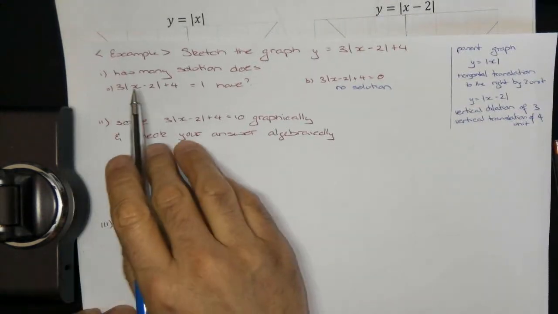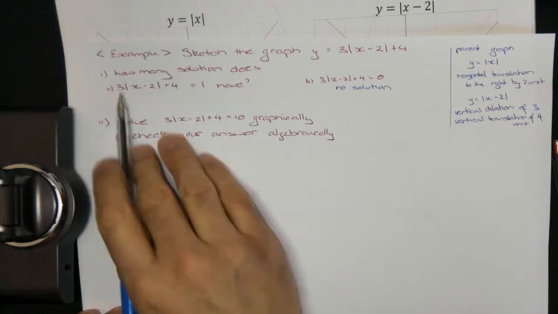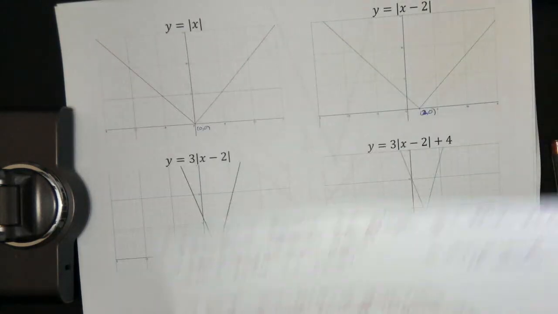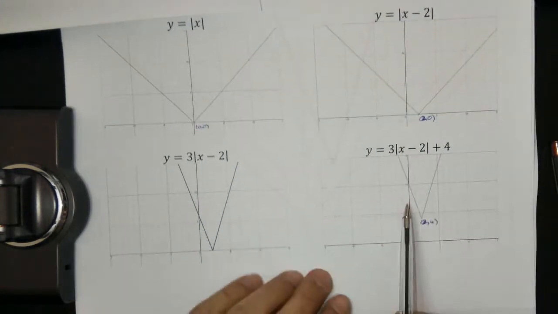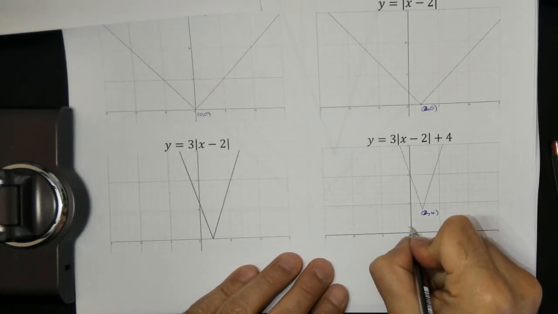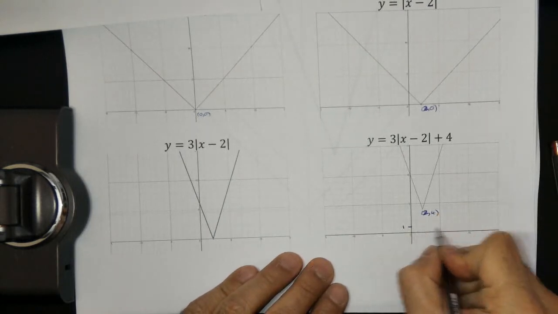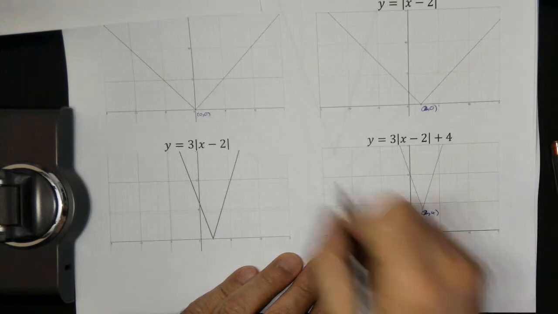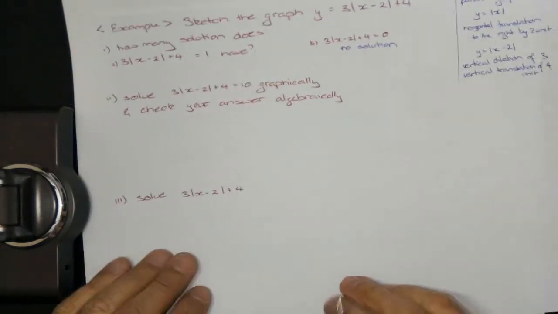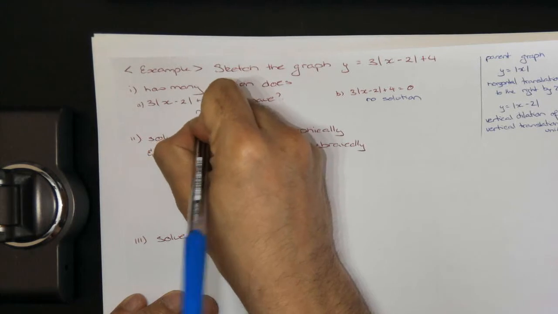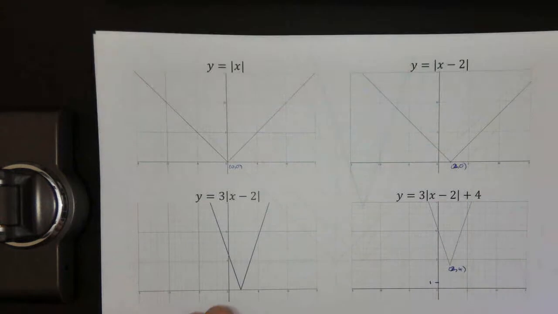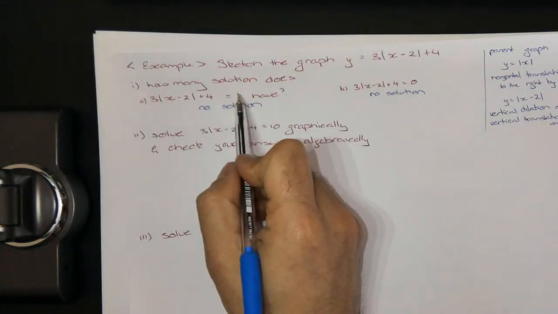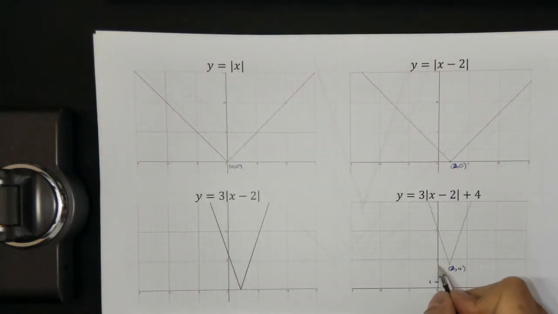If I use the graph, how many solutions does this function equal 1? That means when y equals 1. Using my final graph, the graph doesn't touch it, so this would also be no solutions. The first solution would be when y equals 4, which will be this point here.